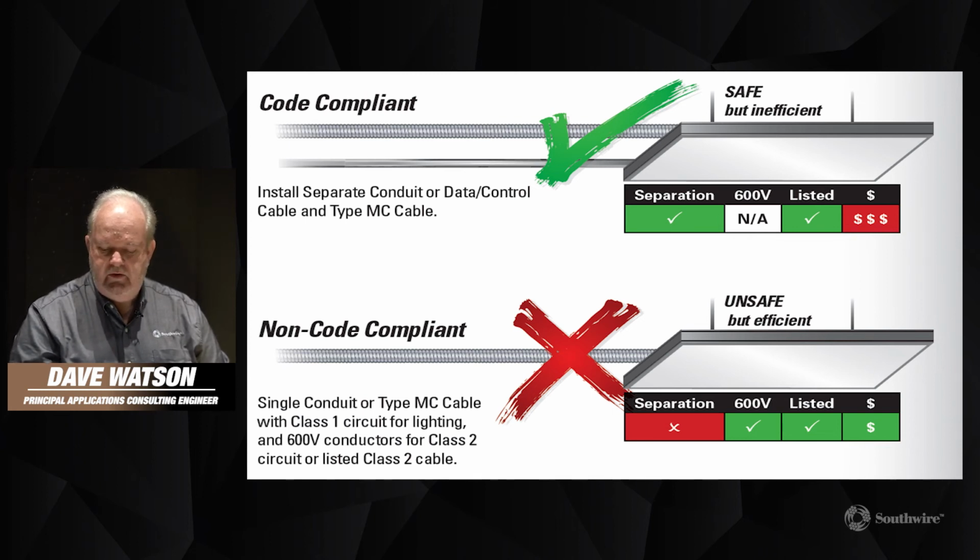We can take a single conduit or a type MC cable that has the class 1 circuit for lighting, the 600 volts, but then let's say it utilizes 600 volt conductors for a class 2 circuit, our listed class 2 cable, and then installs that within the same conduit or same MC cable. That may meet the 600 volt requirement for all conductors. Both of those individually may be listed. The problem is when you combine them together, they won't have the required separation that the NEC demands. So this is a potentially unsafe way to do the installation. It may be more efficient, but it's not code compliant.